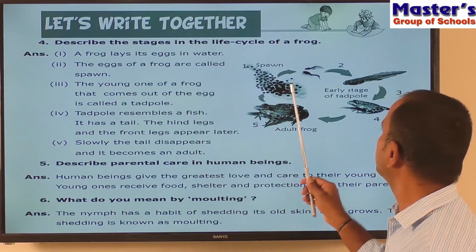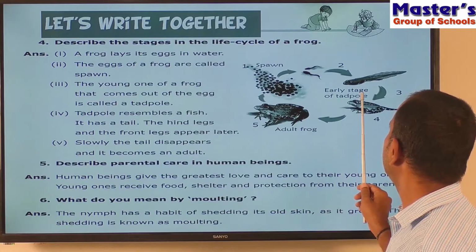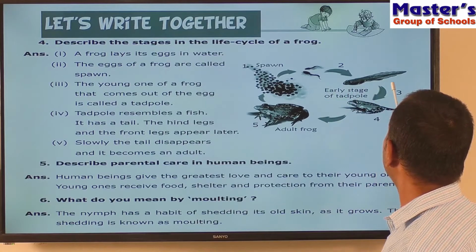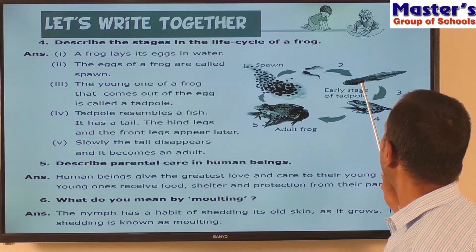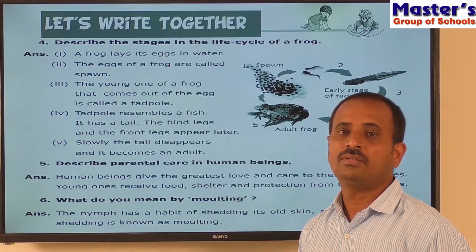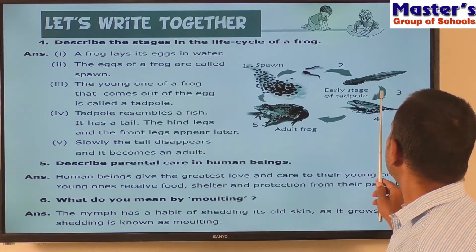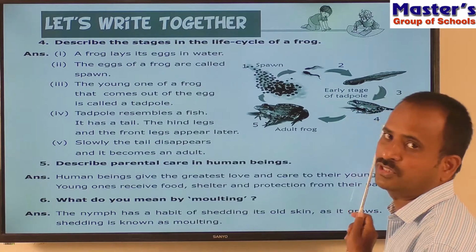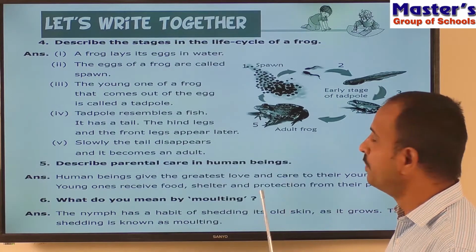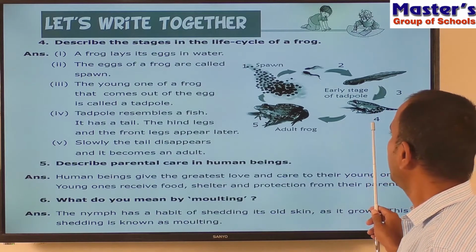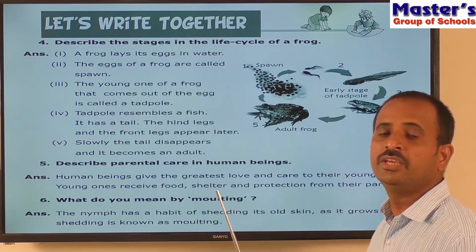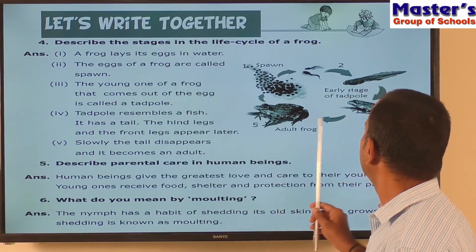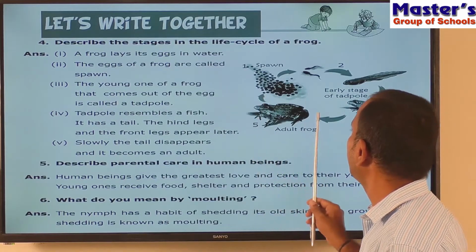And after a few days, children, observe the third stage here. After the second stage, this is called a tadpole. That is the early stage of a tadpole. And see the fourth one. So children, here gradually you will observe the hind legs first. The hind legs will be formed first in the fourth stage, and then in the fifth stage, finally you will observe the front legs. And in the fifth stage, it will grow into an adult frog.